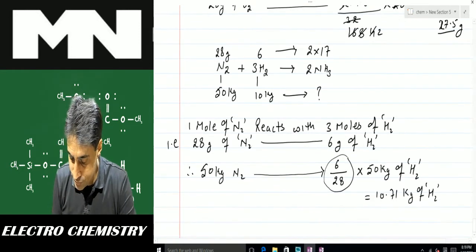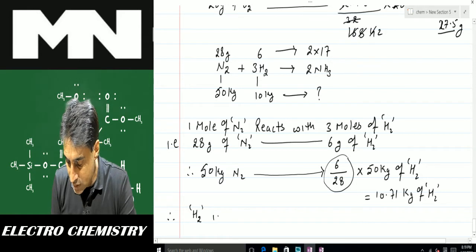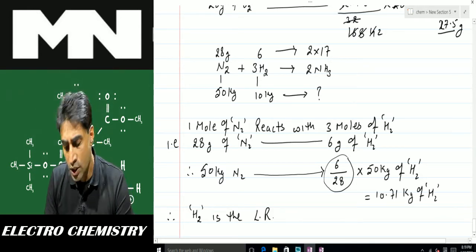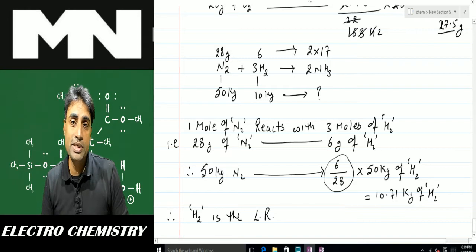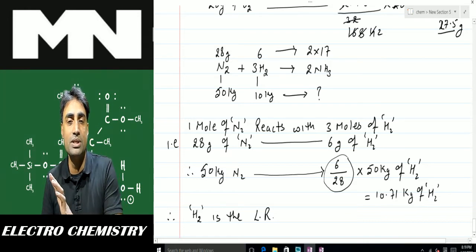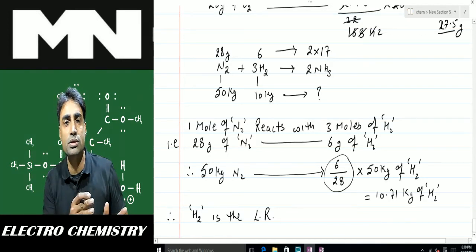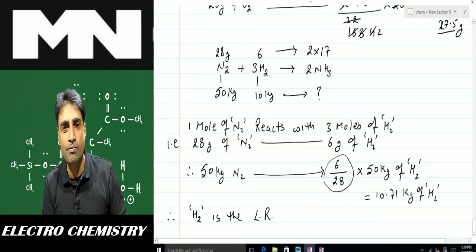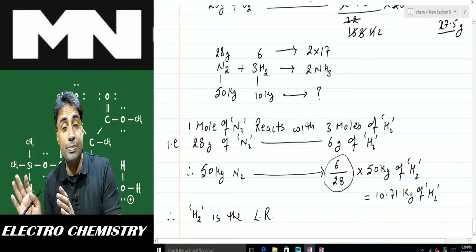So, therefore, hydrogen is the limiting reagent. Now, from both of them, nitrogen and hydrogen, I know that hydrogen is the limiting reagent. That means how much amount of ammonia will be formed will be related from hydrogen. Although it can be related to nitrogen, nitrogen is not the limiting reagent. The quantity of product which I'll get very much depends on the quantity of the limiting reagent.